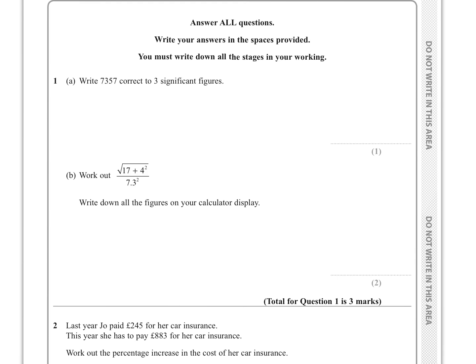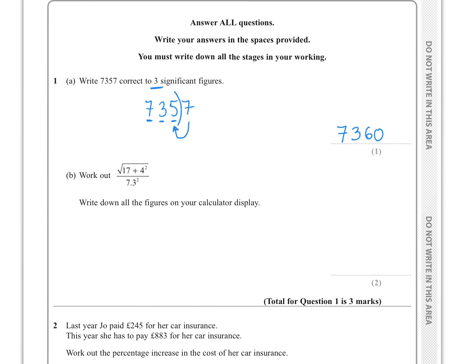Question 1. Write 7,357 to three significant figures. Well, the first significant figure is to the nearest 1,000, to the nearest 100 is the second, so it's the nearest 10, and the 7 will round this up to be 7,360 to three significant figures.